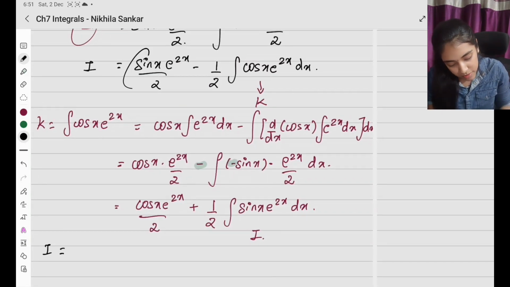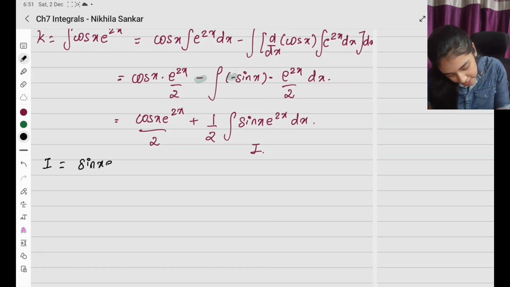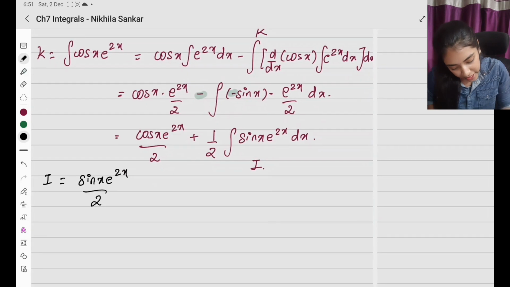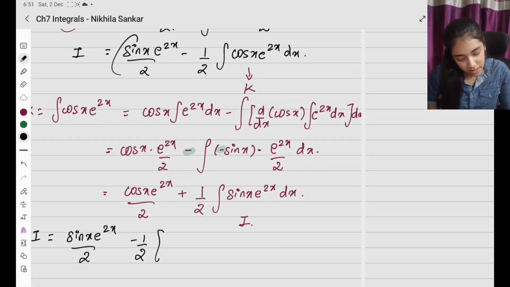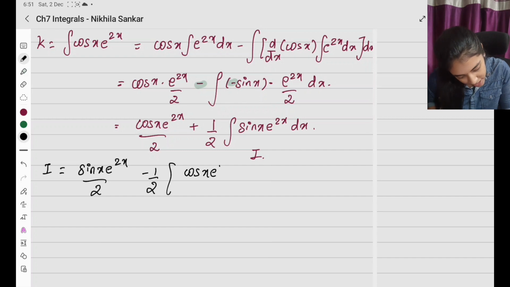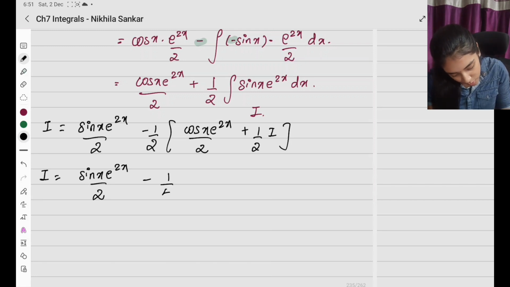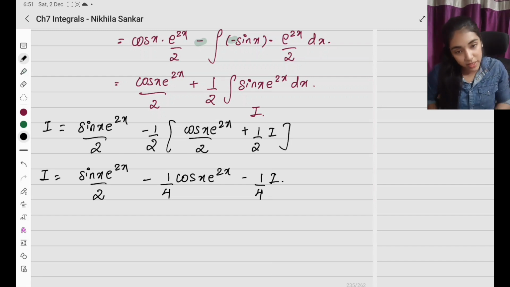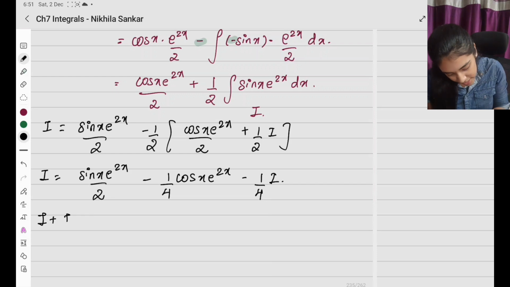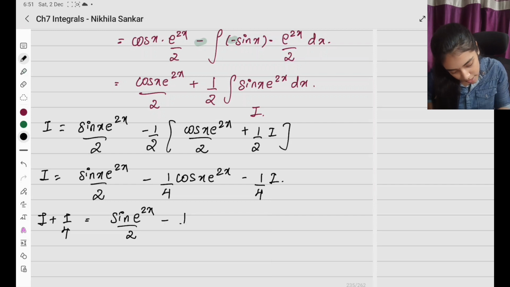sin x e to the 2x divided by 2 minus I have a half times K. What is my K? Cos x e to the 2x divided by 2 plus half times I. When I open the bracket, I have I equals sin x e to the 2x divided by 2 minus 1 by 4 cos x e to the 2x minus 1 by 4 I. When I bring I to the other side, I'll have I plus I by 4 equals sin x e to the 2x divided by 2 minus 1 by 4 cos x e to the 2x.